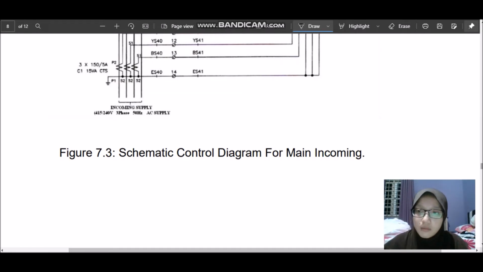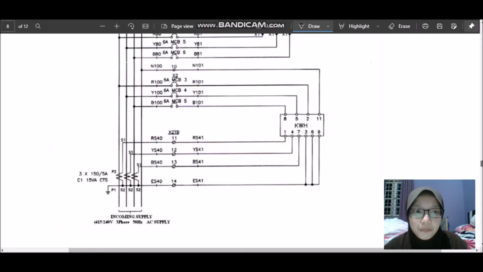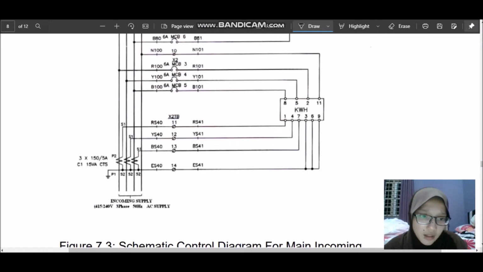Today I will present about introduction to low voltage switchboard, LVSB. Today we show the figure 7.3 schematic control diagram for main incoming. Okay, start from the bottom. Incoming supply, three-phase AC supply.